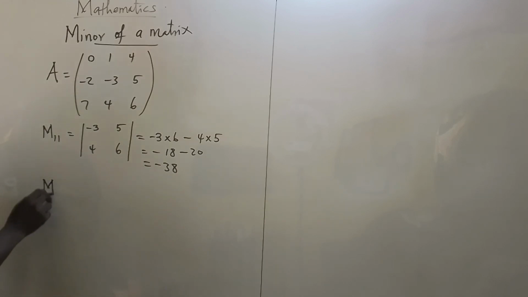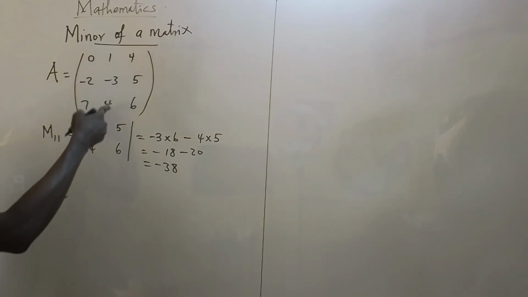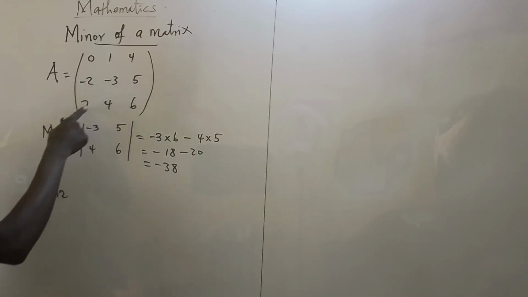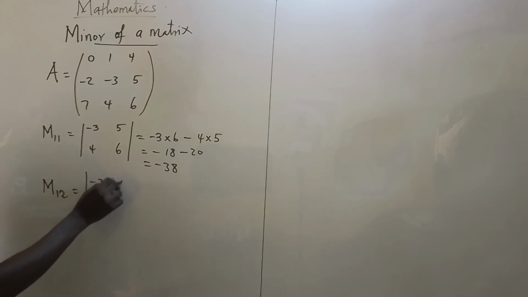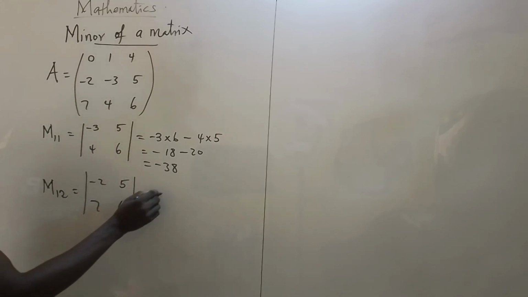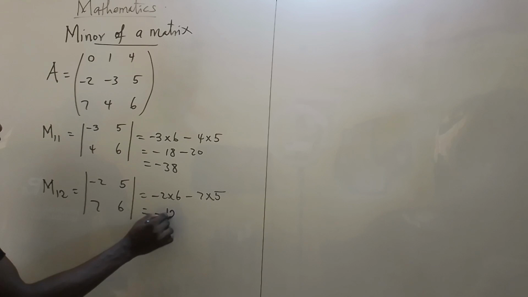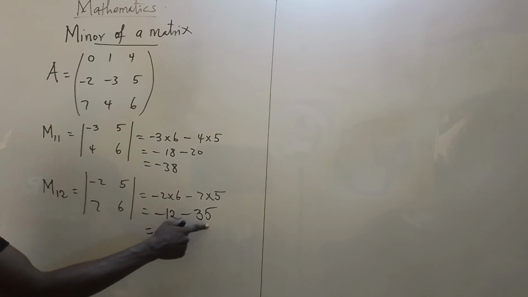In the same way, we can find M12. This is first row, second column. This means delete the elements on the first row and the elements on the second column. In that case, I'll be left with minus 2, 5, 7, and 6. The determinant of that is minus 2 times 6, minus 7 times 5. Minus 2 times 6 is minus 12, and 7 times 5 is 35. So minus 12 minus 35 gives minus 47.